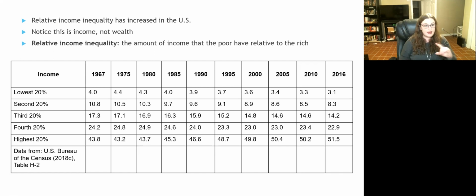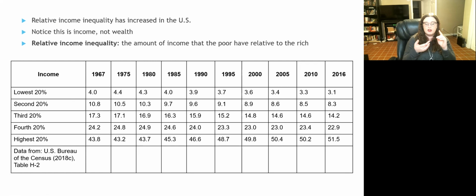Now, those don't seem like massive differences, but going from 4% to 3.1%, that's a reduction in the percentage of income in the lowest 20th percentile by almost a fourth. That's a large change, right? So we're seeing that these numbers are getting further apart over time. And that's not even speaking about wealth, right? This is just money people make on a yearly basis.